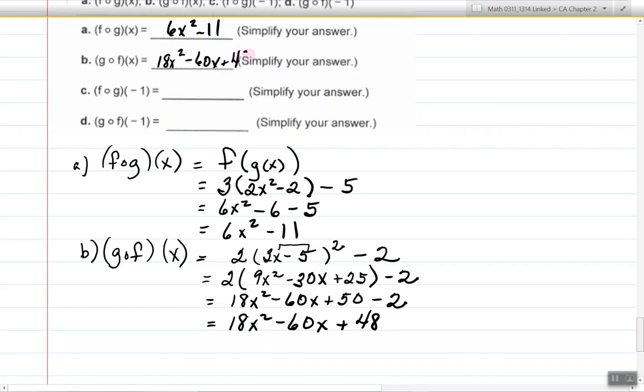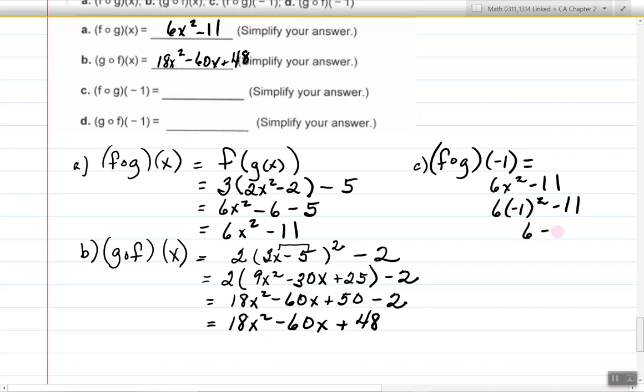When they asked me to find, for part C, f composed with g evaluated at -1, then I'm going to take this function 6x squared minus 11 and put in -1. So it's 6 times -1 squared minus 11. Well, -1 squared is 1, times 6 is 6, minus 11, which is -5.